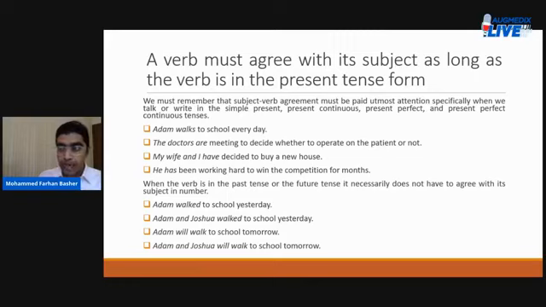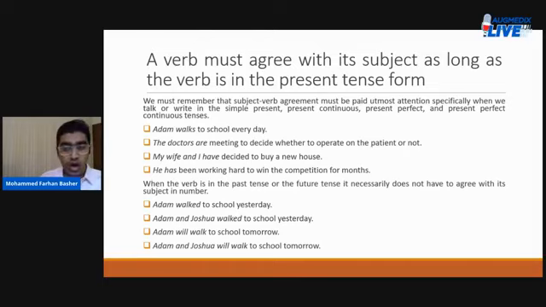The very first example, Adam walks to school every day, is in the simple present tense. The doctors are meeting to decide whether to operate on the patient or not. This example is in the present continuous tense. My wife and I have decided to buy a new house. This is in the present perfect tense. He has been working hard to win the competition for months. This sentence is in the present perfect continuous tense.